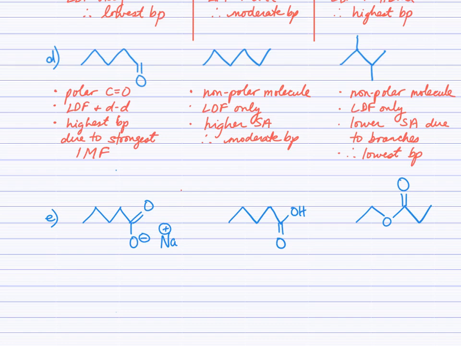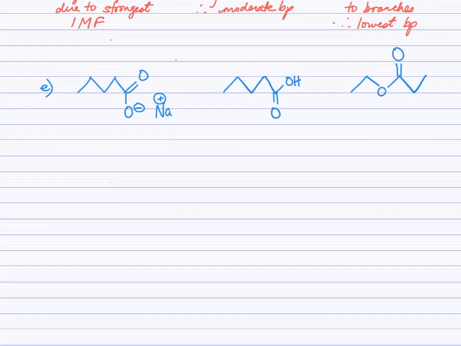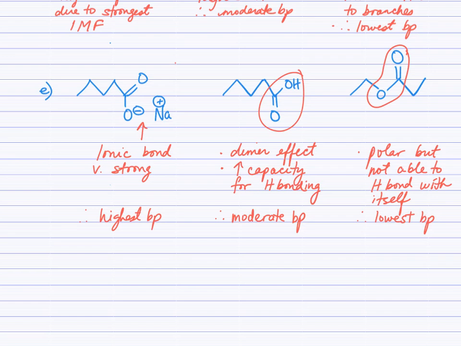Okay, last question. Okay, so in this last example, we see in the first structure this negative charge by the oxygen and the positive by the sodium. And so in fact, there's an ionic attraction here, an ionic bond, which is very strong, stronger than any of the other intermolecular forces. So we're expecting the highest boiling point here. Let's check the other two structures.